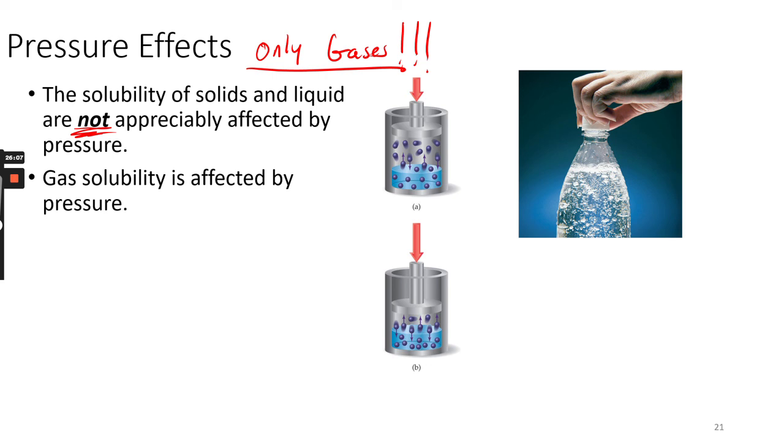So think about that for a minute. When you have lower pressure, the gas likes to jump out of the liquid. That means you're decreasing the solubility. So low pressure, less solubility of gas in your liquid solvent.